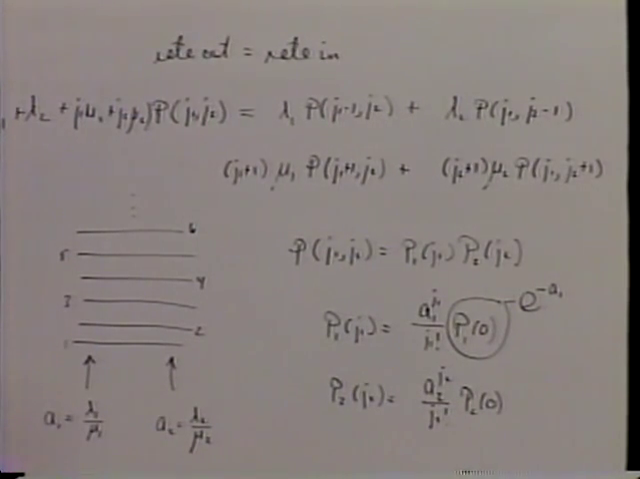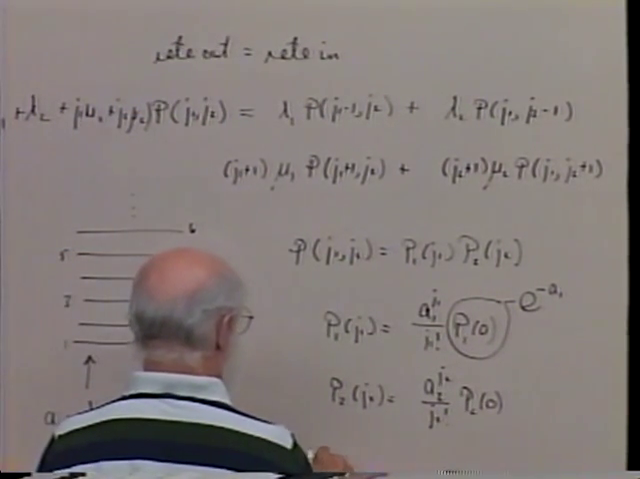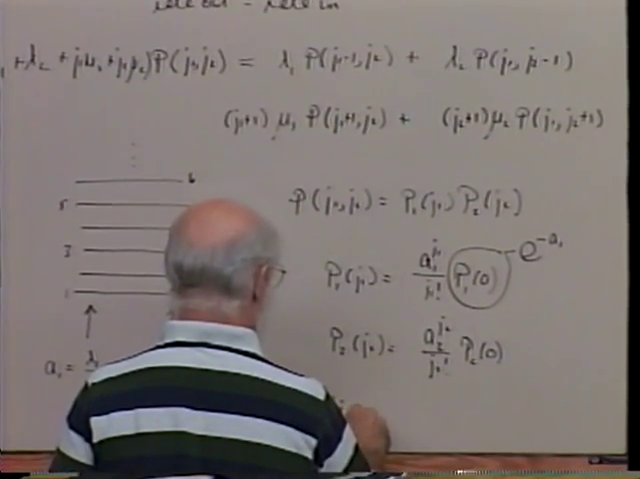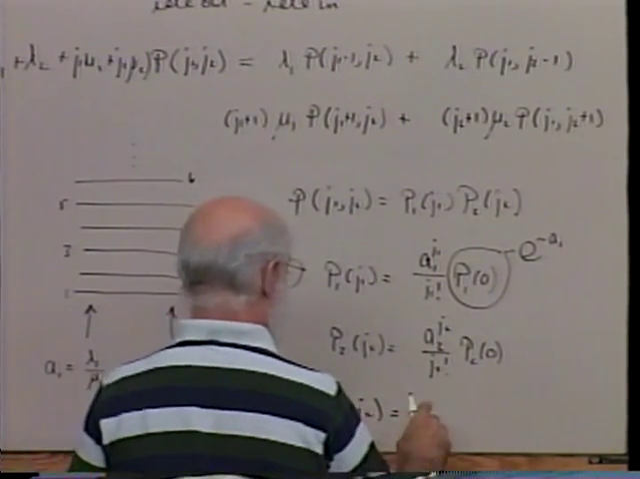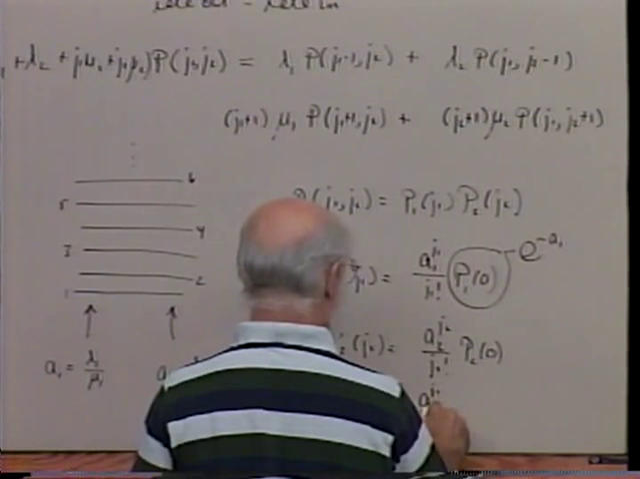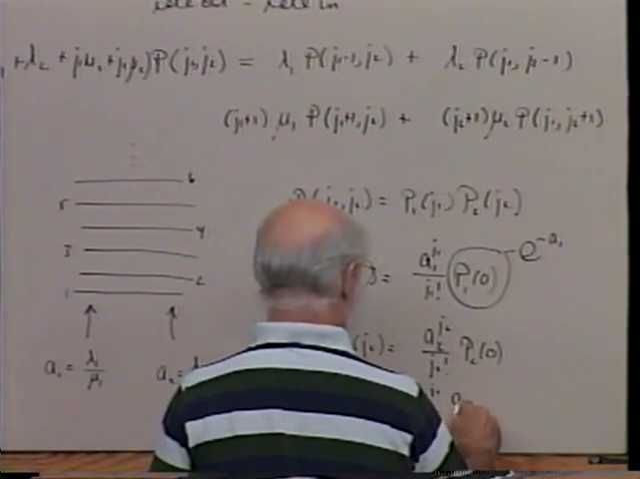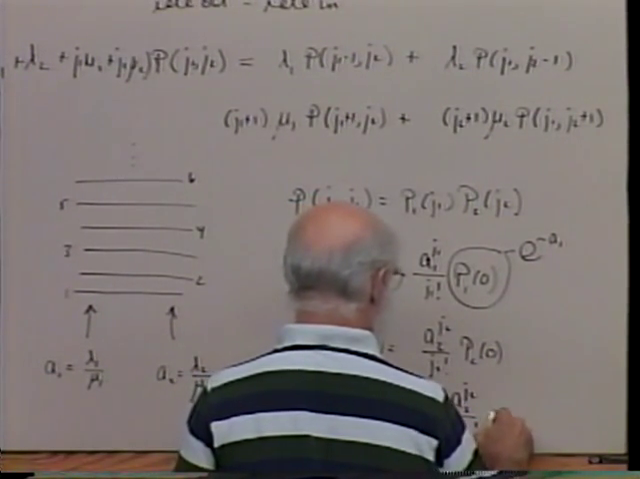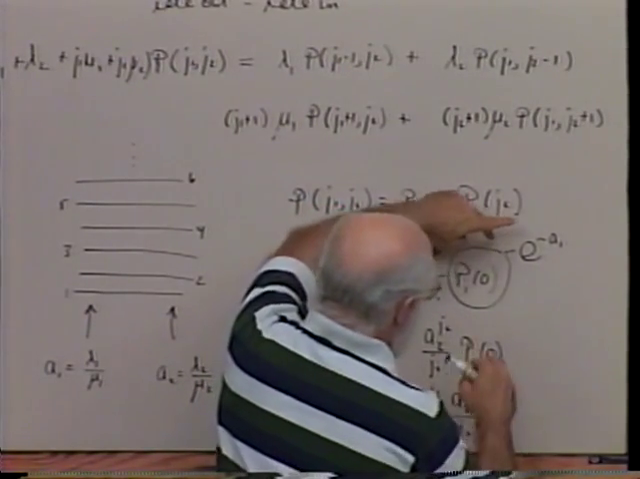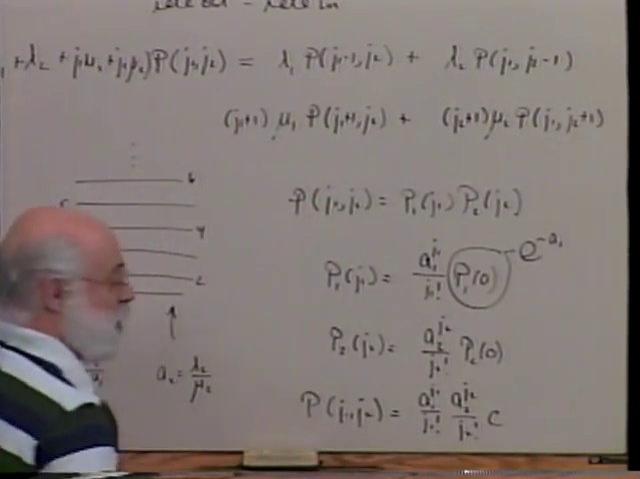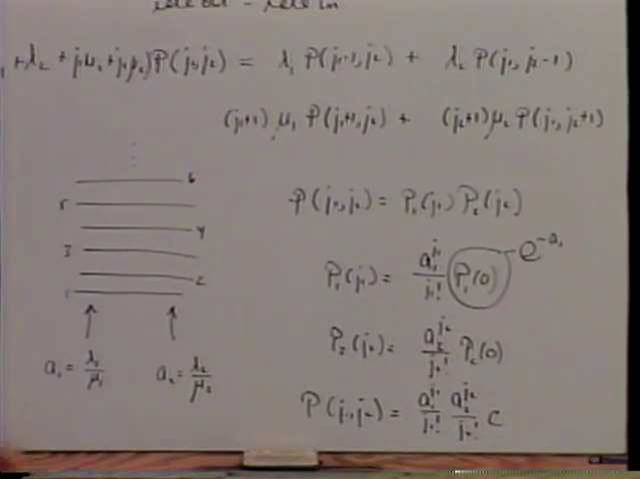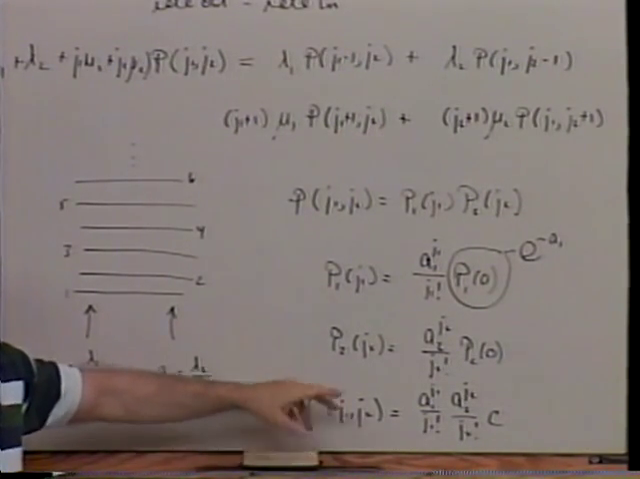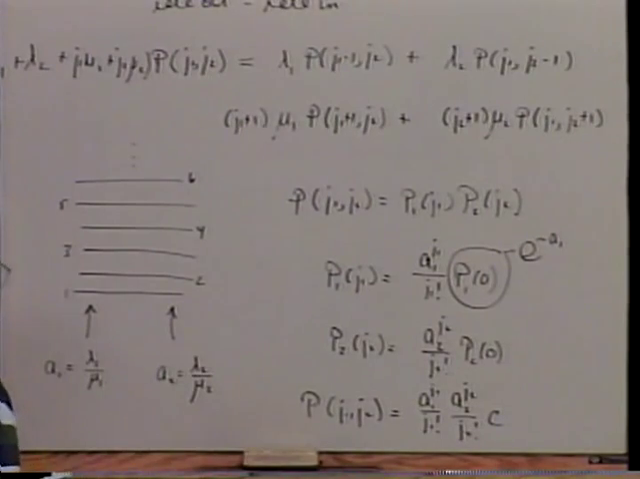So therefore, the solution P of J1, J2 must be of the form A1 to the J1 over J1 factorial times A2 to the J2 over J2 factorial times a constant, the constant being e to the minus a1 times e to the minus a2. So I wrote the equations, but I got the solution without using the equations. I got the solution by recognizing that I had a special case here. The special case being an infinite number of servers.